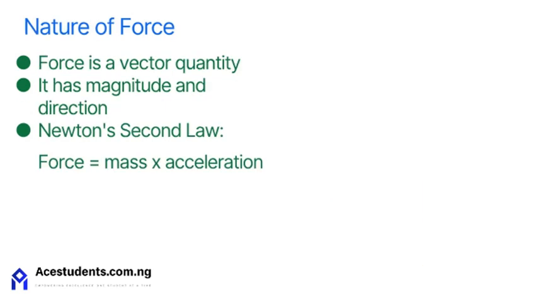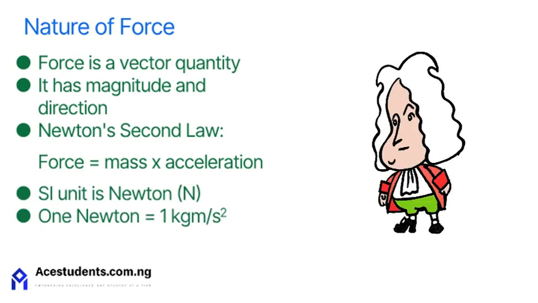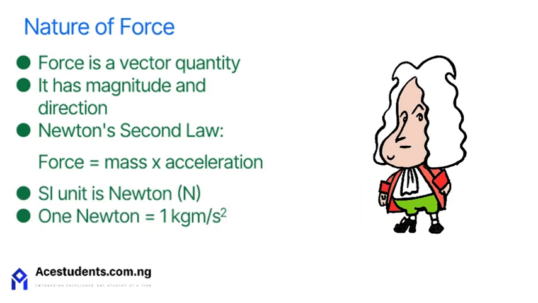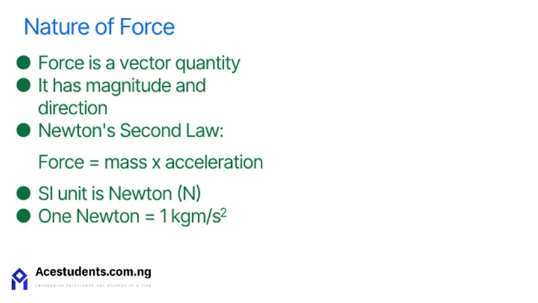Force is a vector quantity, meaning it has both magnitude and direction. According to Newton's second law, force equals mass multiplied by acceleration. The SI unit of force is Newton, named after Sir Isaac Newton, in recognition of his groundbreaking work in classical mechanics, particularly his laws of motion. 1 Newton is equal to 1 kilogram meter per second squared.